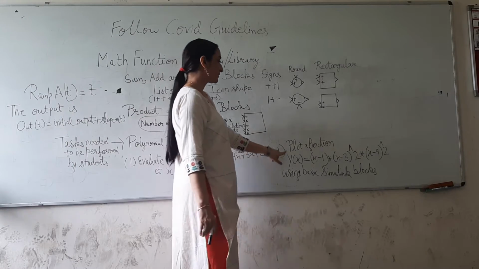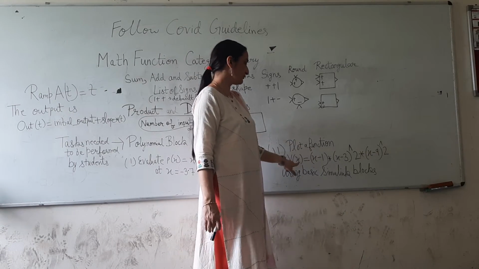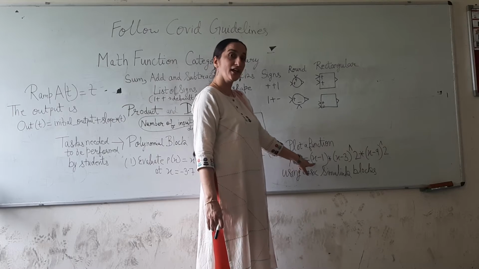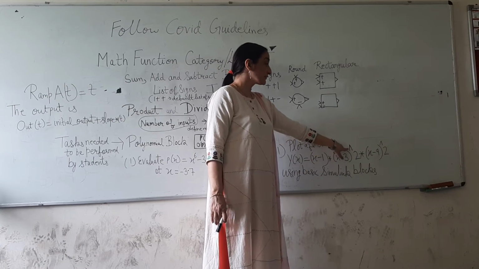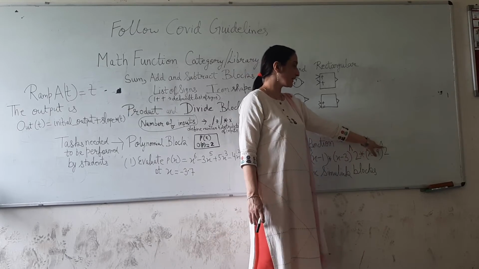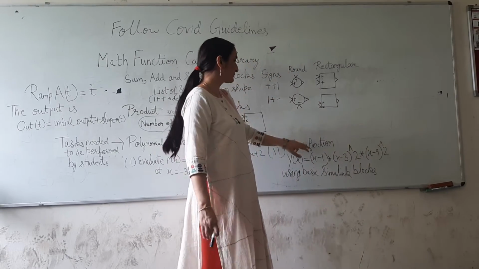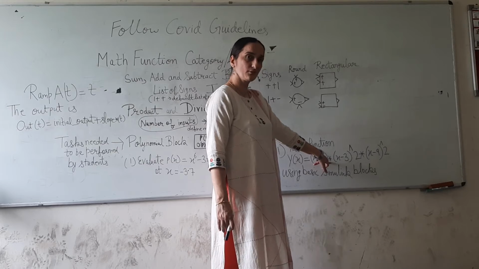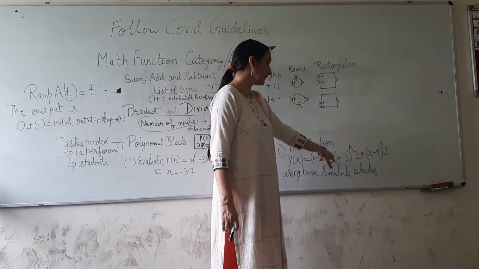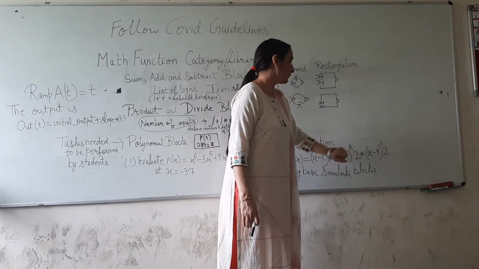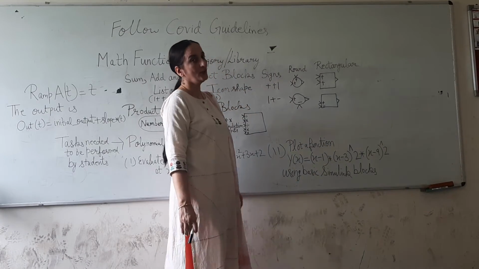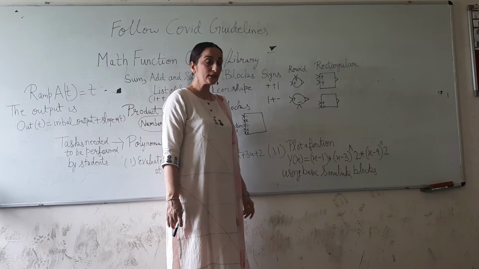Now second task, you have to plot a function y(x) = (x - 1) * (x - 3)^2 * (x - 9)^2. I would like to tell you this asterisk sign denotes multiplication in MATLAB or Simulink. This sign denotes exponentiation. Okay, so you have to evaluate it.